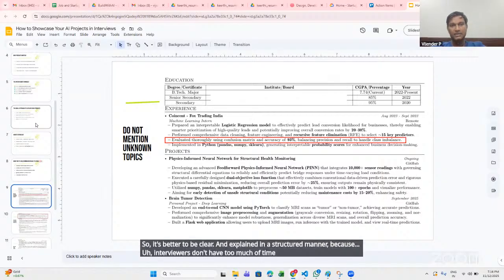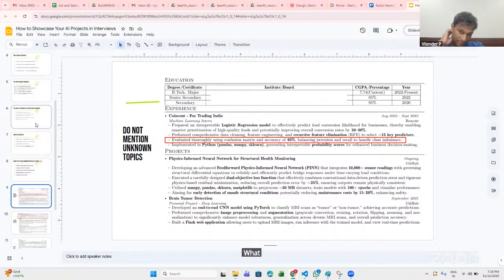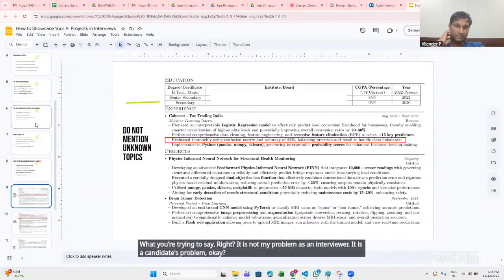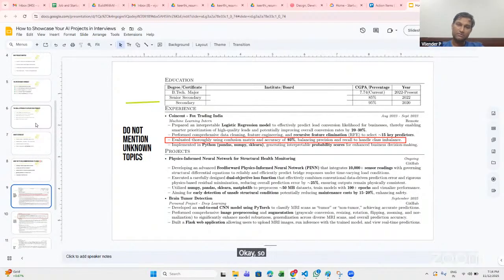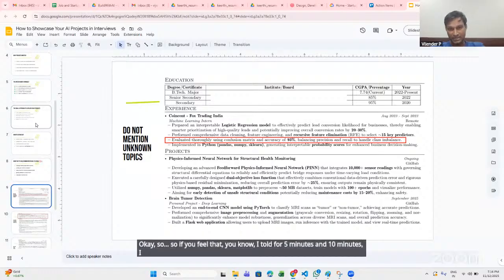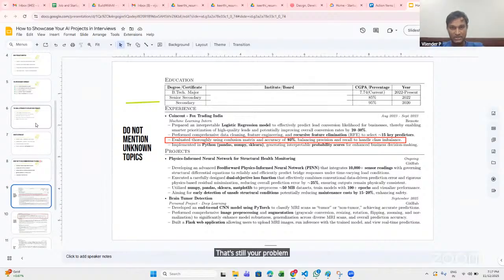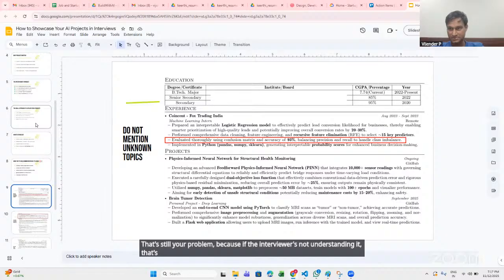And if you spend like 10 minutes explaining your project and I still didn't understand what you're trying to say, right? It is not my problem as an interviewer. It is the candidate's problem. Okay, that's how we look at it. So if you feel that you explained for 5 or 10 minutes and the interviewer is not getting it, that's still your problem. Because if the interviewer is not understanding it, that's your problem. That's it. Because the interviewer is the one who takes a call whether they take you in or not.